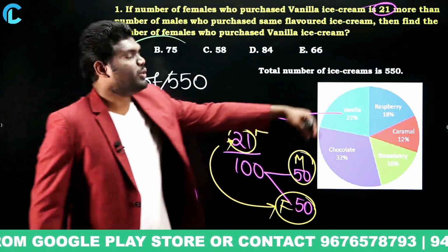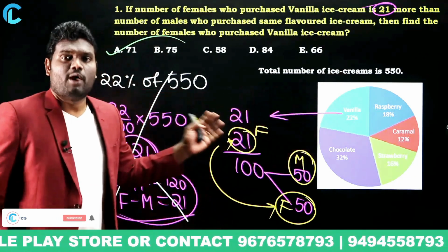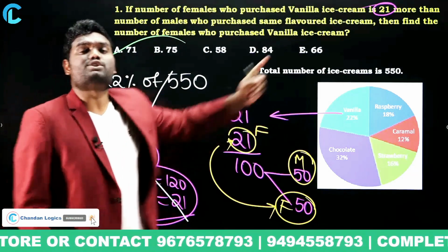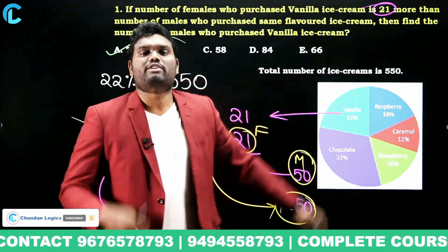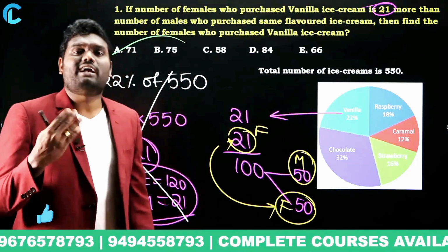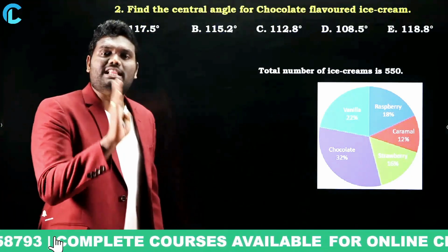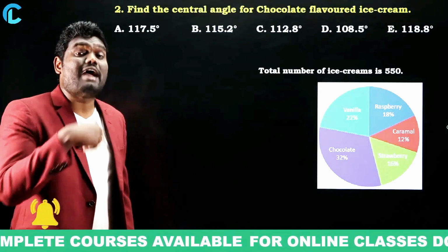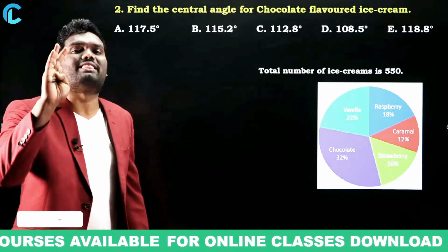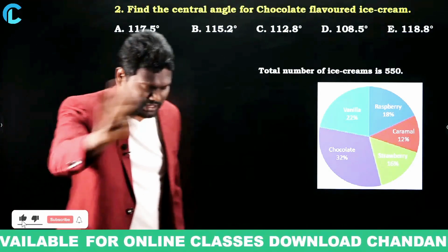First calculate 22% of 550, which is 121. From 121 subtract 21, because females will have 21 more. When you subtract 21, you're left with 100. This 100 should be distributed equally between males and females, which means 50-50. So males 50, females 50, but females will have 21 extra. So 50 plus 21, 71. That's it. Just a fraction of seconds. Nothing more than that. Okay.